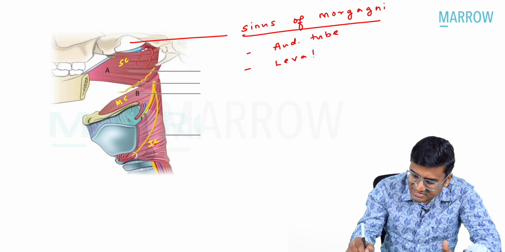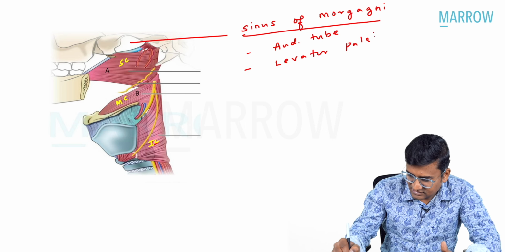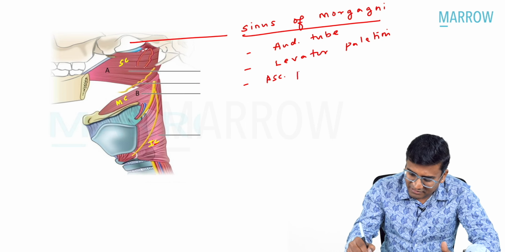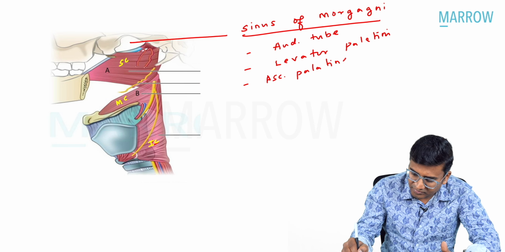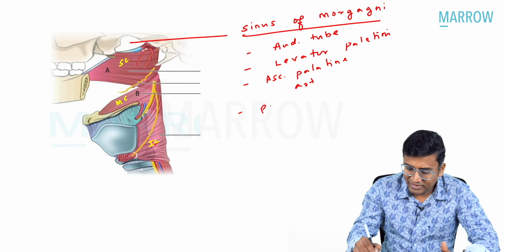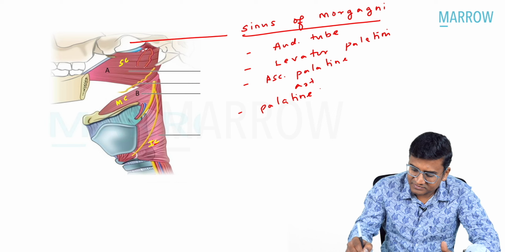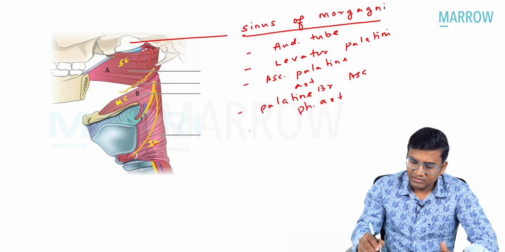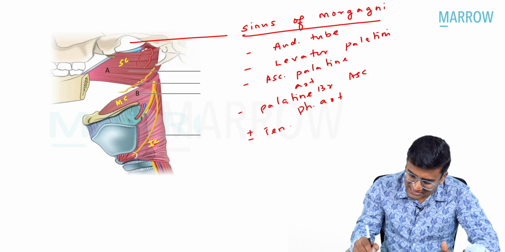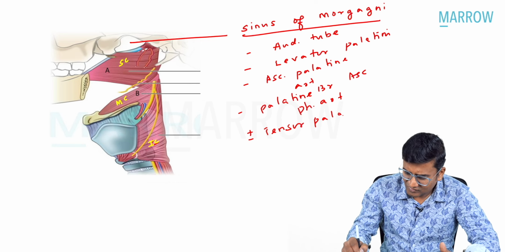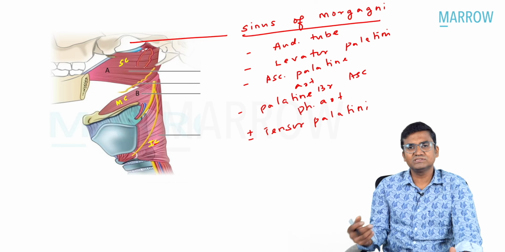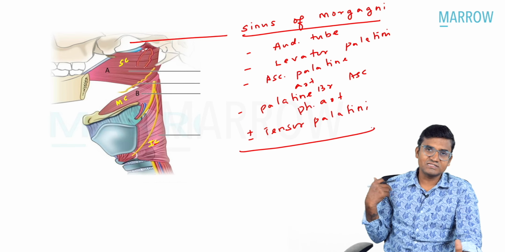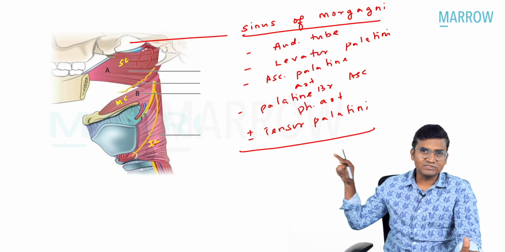levator palatini muscle, and two arteries, ascending palatine artery and palatine branch of ascending pharyngeal artery. Okay, and plus or minus tensor palatini muscle. Tensor palatini muscle is not given in anatomy books, but still in ENT books they are mentioning it. So please add tensor palatini muscle as a plus or minus option for structures passing through sinus of Morgagni.